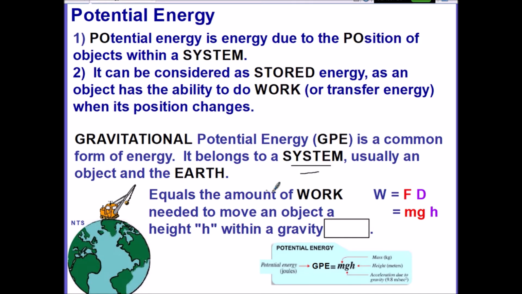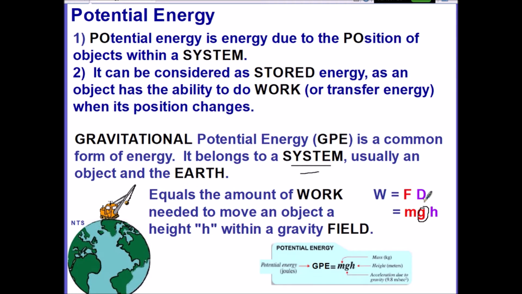Now, it is equal to the amount of work needed to move an object a height h within a gravity field. So we can think of the work equation. Work is equal to F times d. In this case, that force is the weight of the object, mg. That g right here is due to the fact that the Earth is pulling on it with a gravitational field strength of g. If there's no Earth, there's no g. That means there's no potential energy.